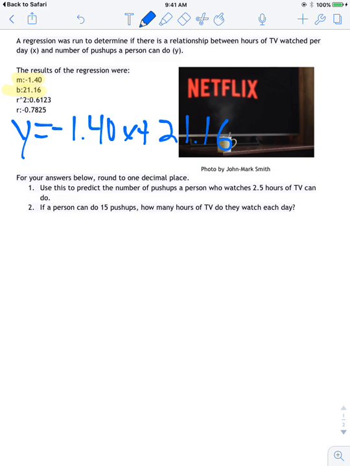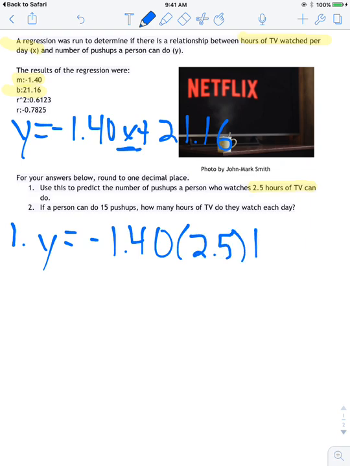1. Use this to predict the number of push-ups a person who watches 2.5 hours of TV can do. Now let's annotate the important info, 2.5 hours of TV. Now in our example, hours of TV watched per day is x. So we're going to plug 2.5 in for x in our equation. So for 1, we're going to replace the x with 2.5. So y equals negative 1.40 times 2.5 plus 21.16.